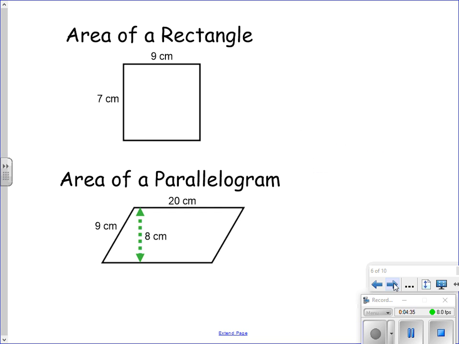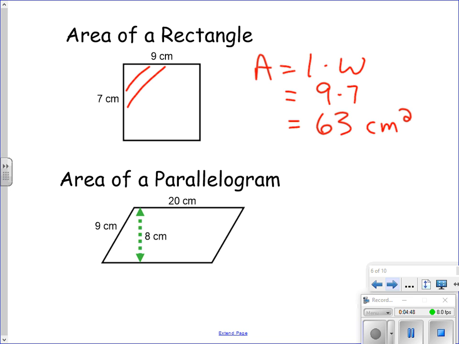Next, area of a rectangle. It's pretty basic. Area is length times width. In this case, it would be 9 times 7, which is 63. This will have squared units because we're talking about the space inside the square.